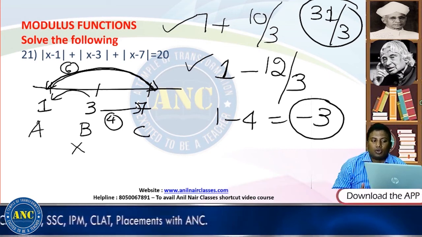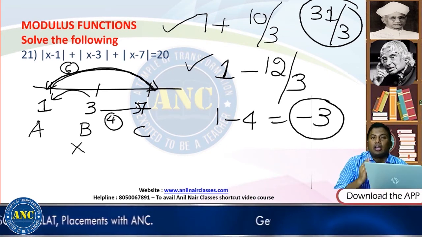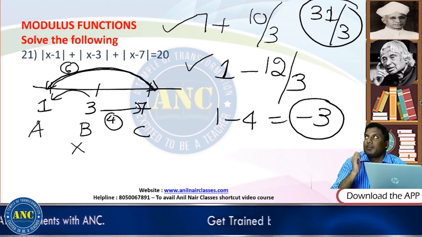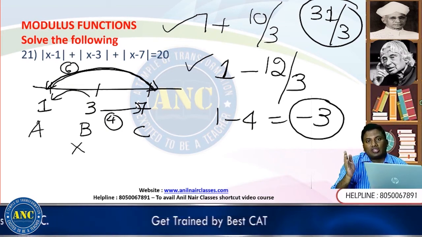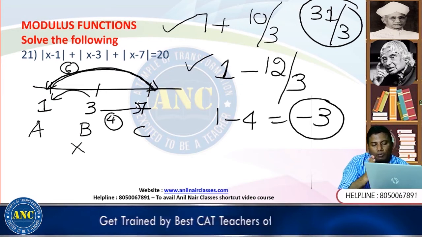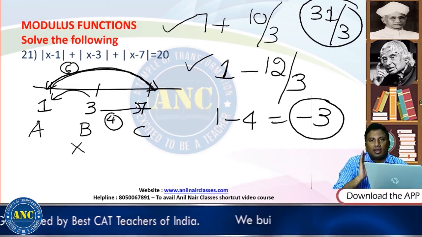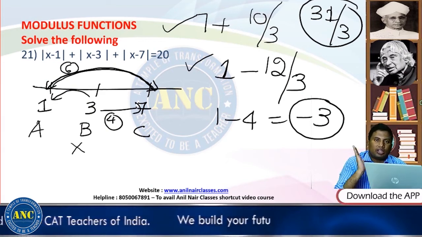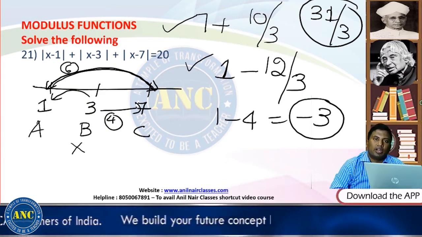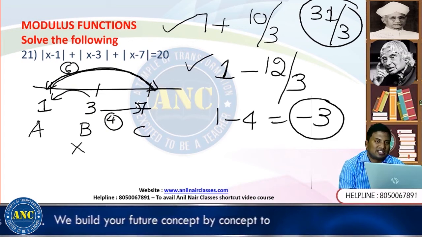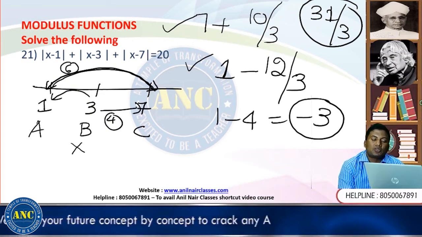Please look at this question. Again I am explaining. There are 3 modulus functions. 1, 3 and 7. If A goes to B, meeting point could be either A or B or C. A goes to B, 2 units. C goes to B, 4 units. 2 plus 4 is 6.